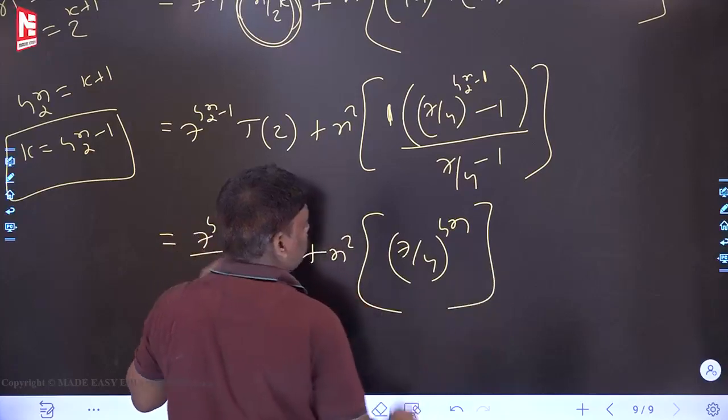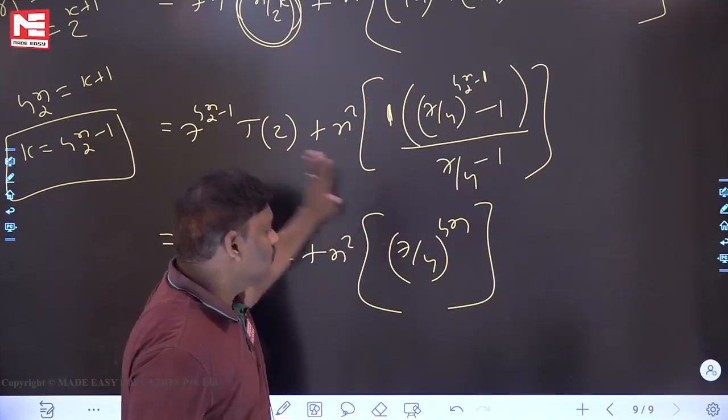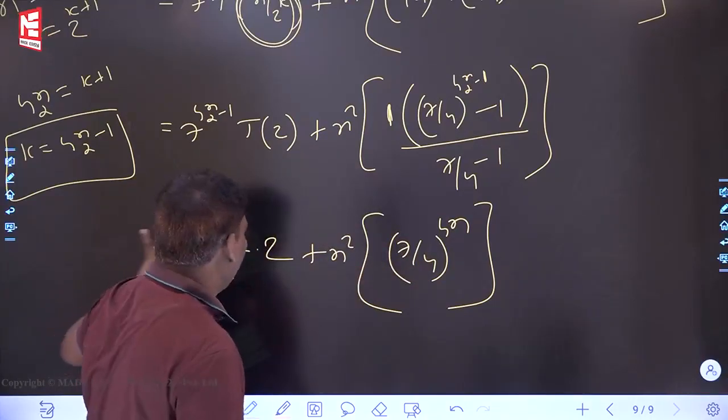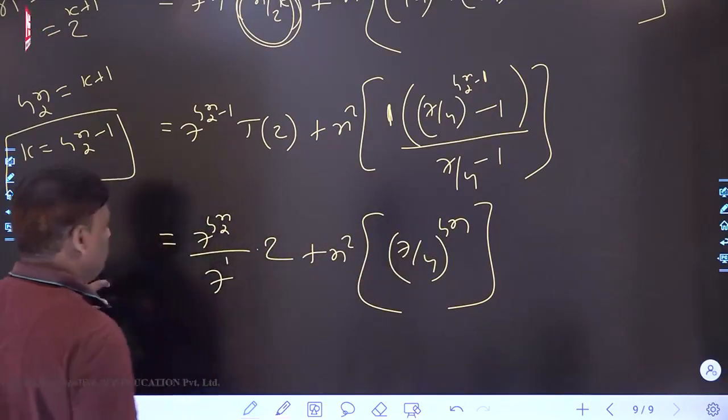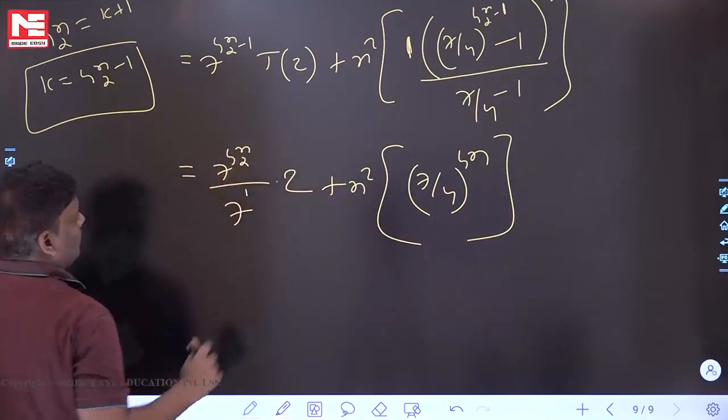Forget about minus 1 plus 1. These all small things, neglect. If you want, you can write it as it is also. I want to give an upper bound. When I came here, I'm trying to give the upper bound, so small constants neglect. Can you help me?